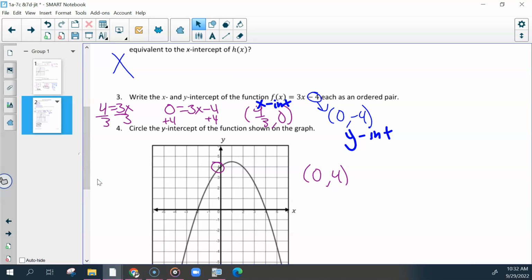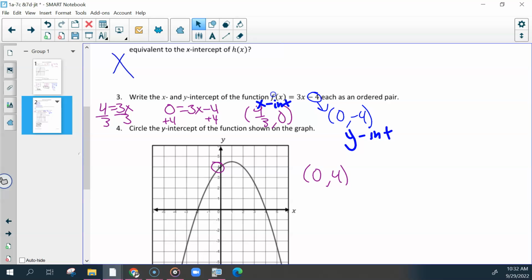For number 3, it asks you to find both the x- and the y-intercept. So it doesn't matter which one you found first. Your x-intercept, you have to do the same thing that we did on the other page for number 1. Change this to y, change it to 0, solve for x, add 4 on both sides, divide both sides by 3. So in this case, we ended up with a fraction. Sometimes that happens. So your x-intercept was (4/3, 0).